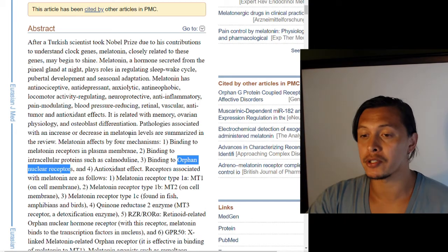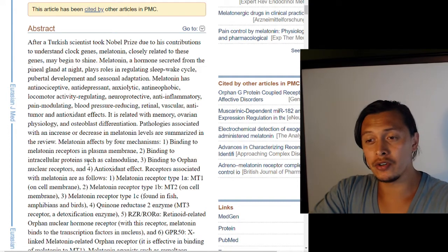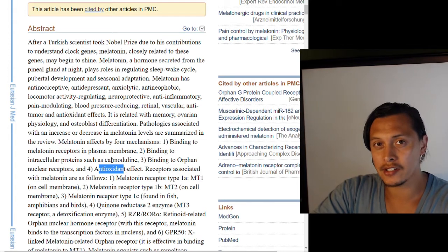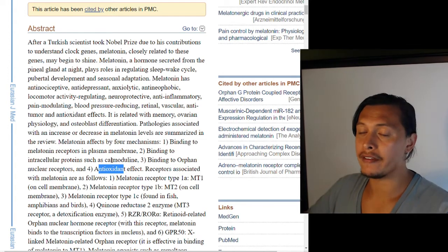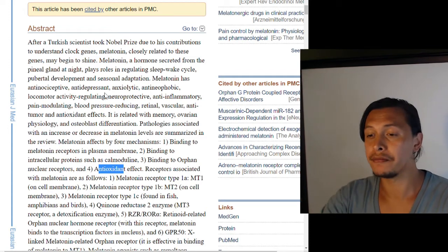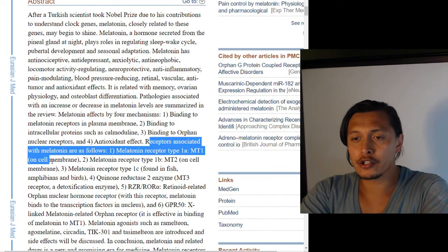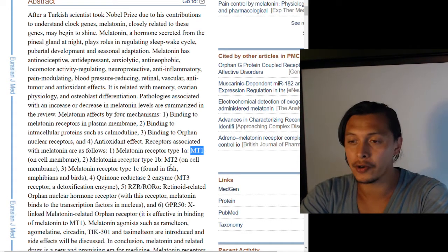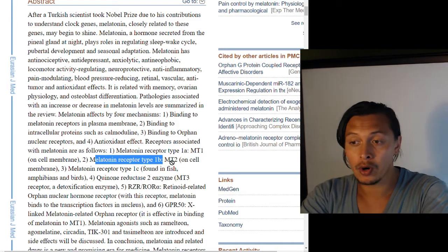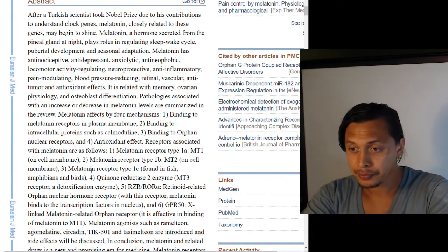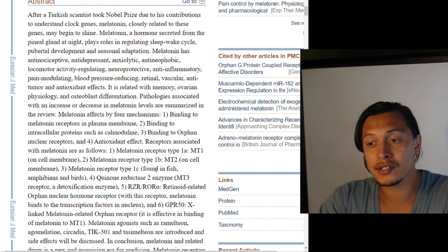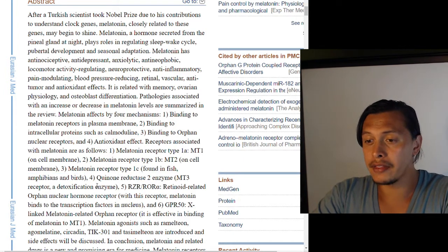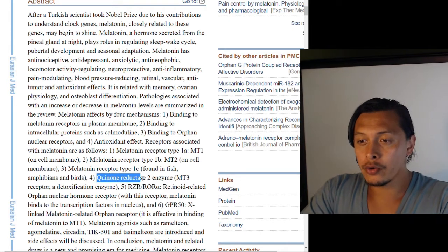And continuing, these melatonin molecules can also exhibit an effect through being an antioxidant. So melatonin is able to have antioxidant properties in of itself. So the receptors associated with melatonin are as follows. The melatonin receptor type 1A, or MT1, which is what we talked about earlier. There's the melatonin receptor type 1B, or MT2, which is on the cell membrane. There's the melatonin receptor type 1C, which is found in fish, amphibians, and birds. Us, apparently not.